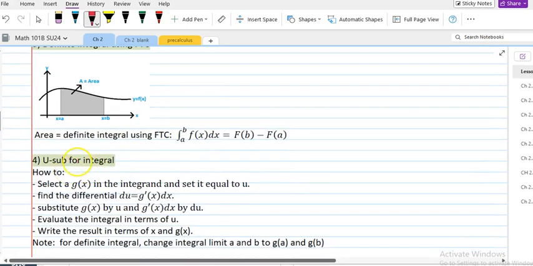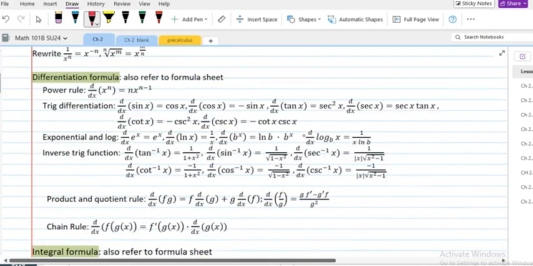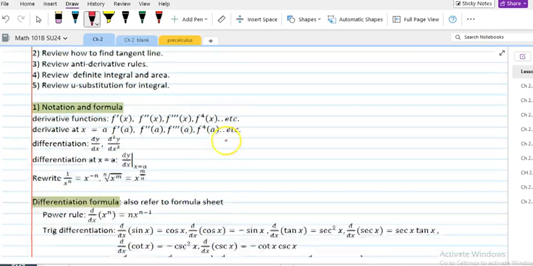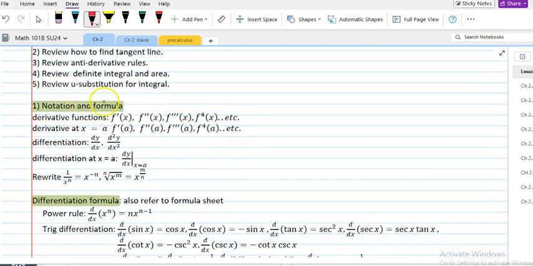I will also briefly go over U substitution, but in this video, I'm not going to do an example. The example will be in the second video. This would just be an overall list of topics that you should have known from Calculus 1. Okay, so from the beginning, we will look at notation.